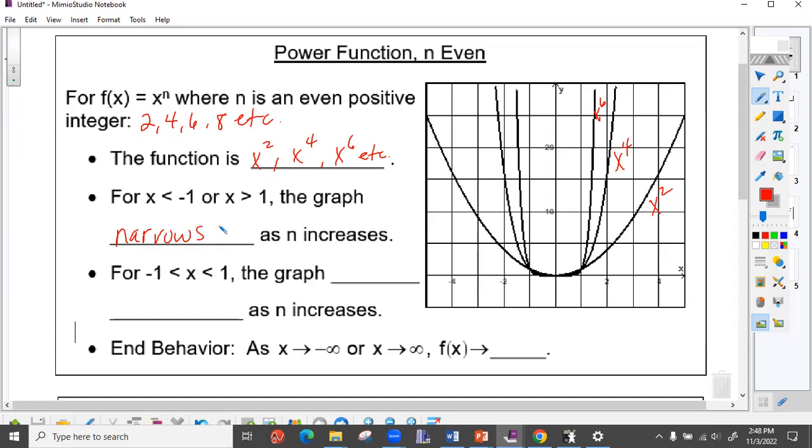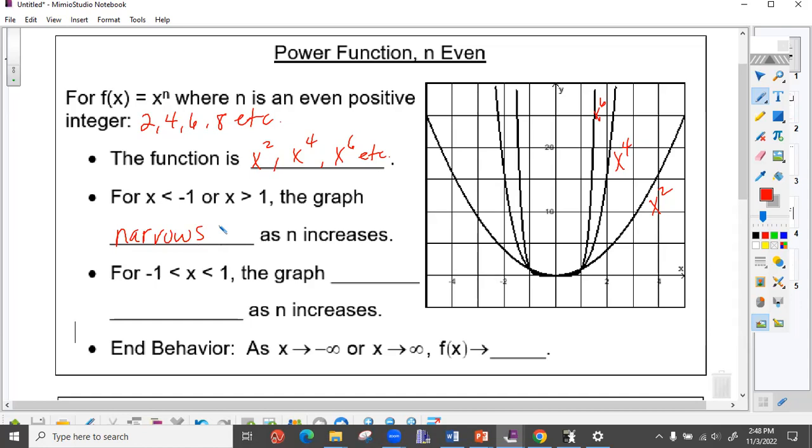As n increases, do we see that? Yes. And can someone tell me why it's getting narrow? Because it's getting steeper, which means the y values are increasing faster. They're increasing at a faster rate, which is why it's getting steeper. So they're getting closer and closer to the x-axis.